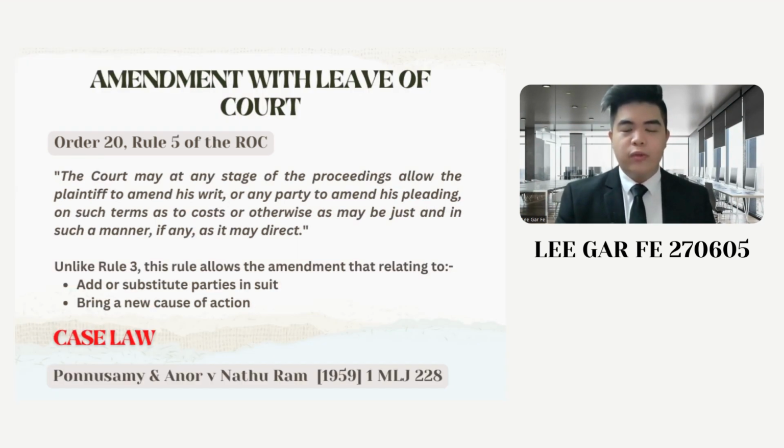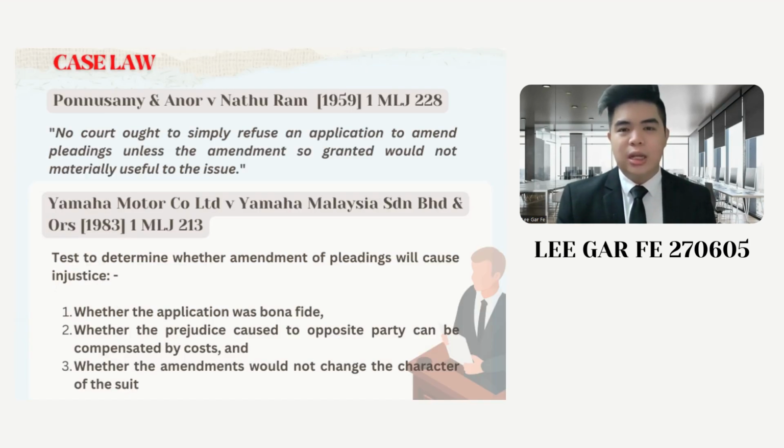Meanwhile, Order 20, Rule 5 of the ROC confers on the parties a right to amend the pleadings at any stage, even after the close of pleadings, with the leave of court. Unlike Rule 3, parties may, if leave is granted by the court, alter the capacity in which a party sues, as well as bring in a new cause of action arising out of the same facts. In the case of Punasami and Another v Naturam, reported in 1959, the court came across an application to amend the pleadings. The learned judge laid down the local proposition that no court ought to simply refuse an application to amend pleadings unless the amendments sought were not materially useful to the case.